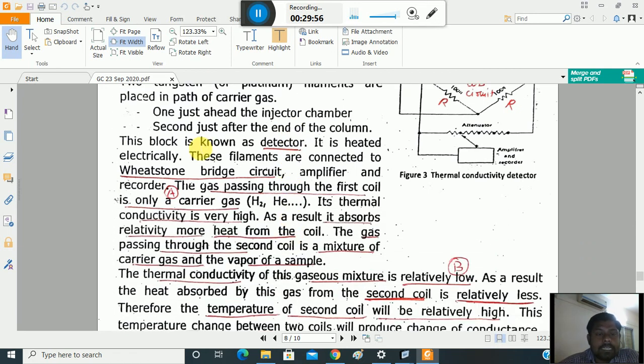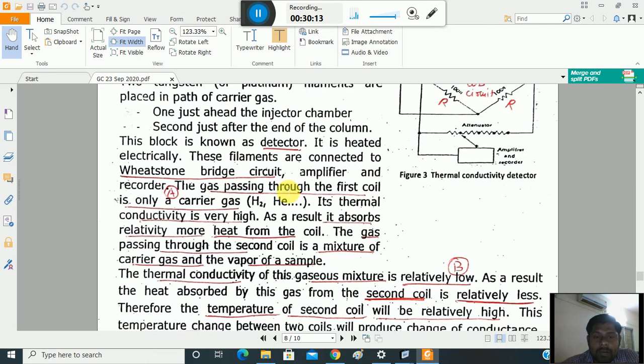Okay, it is heated electrically, that's why the battery is given there. These filaments are connected to a Wheatstone bridge circuit, amplifier and recorder, as I showed you earlier. Now what is the mechanism, how does it work?